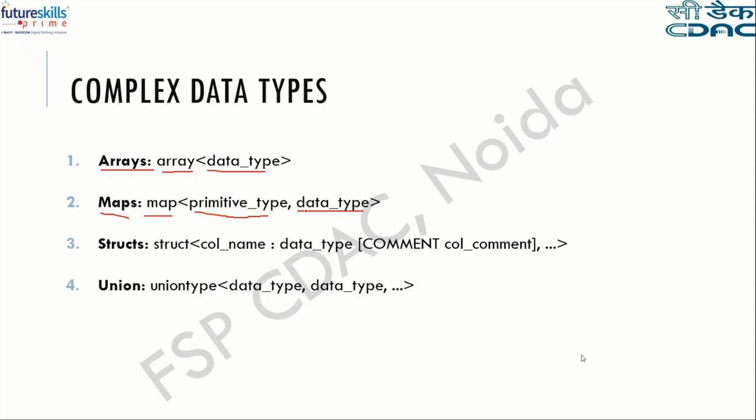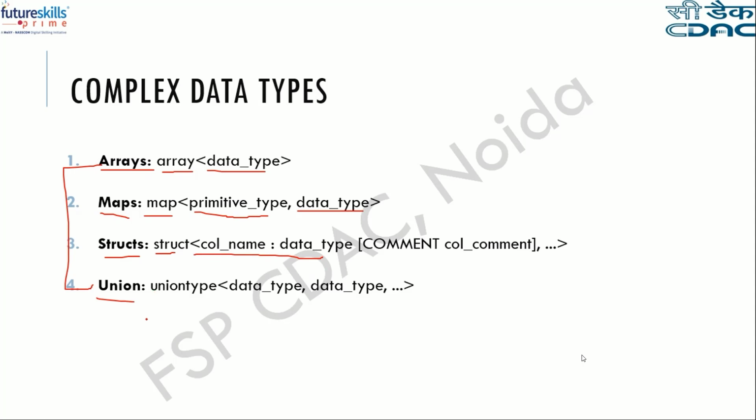Okay. Then we have structures as well, which are quite complex. First you have to write struct, then the name of the column and its data type. Along with that, if you want to write a comment along with the column, you can do that. This is possible in structure. Then we have union. Union is quite similar to arrays, but arrays are homogeneous and unions are heterogeneous.